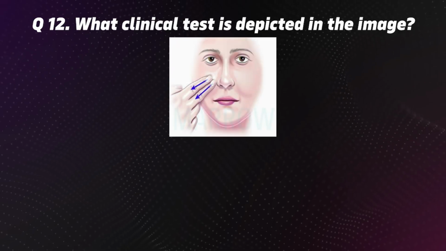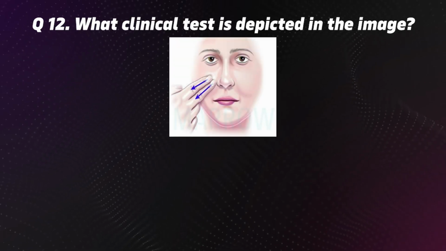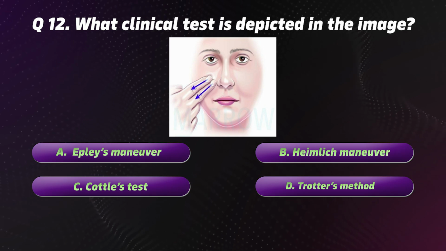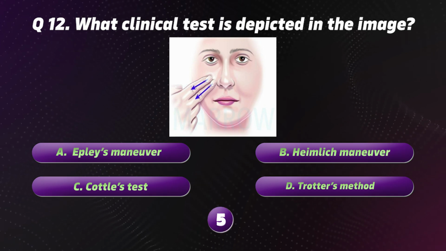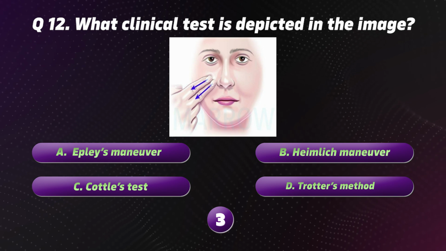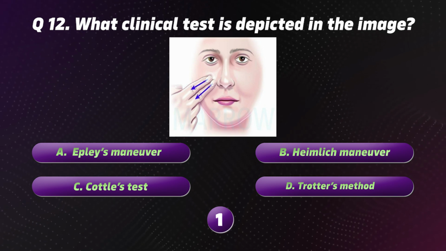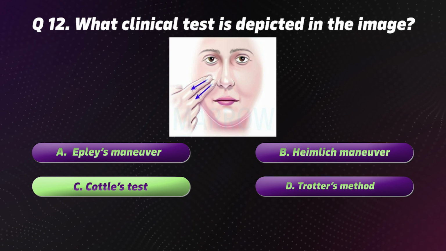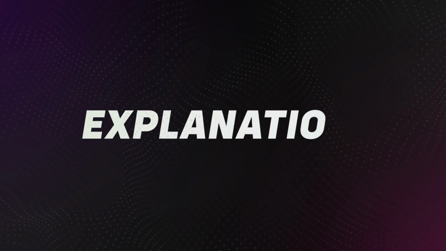Question 12. What clinical test is depicted in the image? Here are the options. A. Epley's maneuver. B. Heimlich maneuver. C. Cottle's test. D. Trotter's method. And the correct answer is option C. Cottle's test. Here's the explanation.